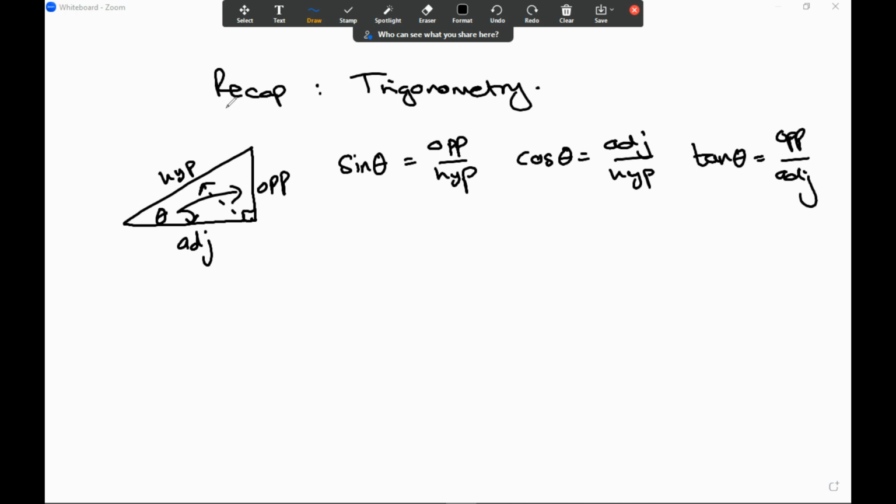All right, so recapping that, we got sine, and this is SOH, so that's where SO comes from. This is CAH, that's where CAH comes from. And then TOA, and that's where TOA comes from.